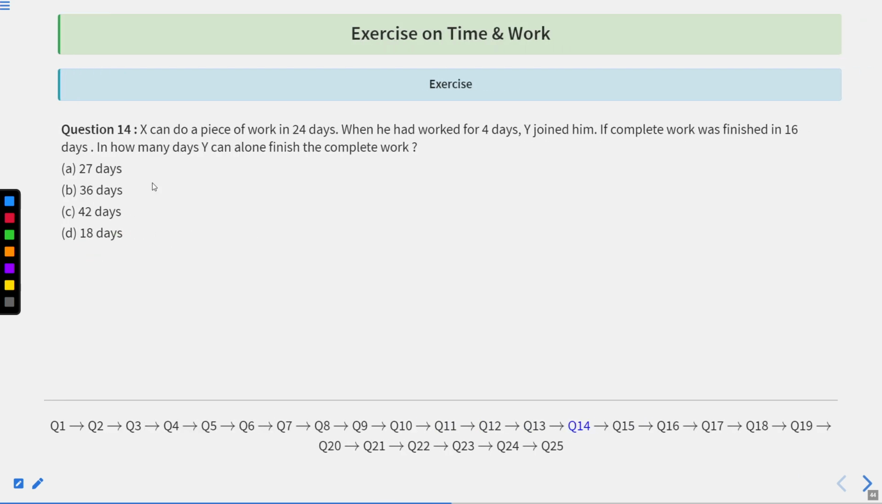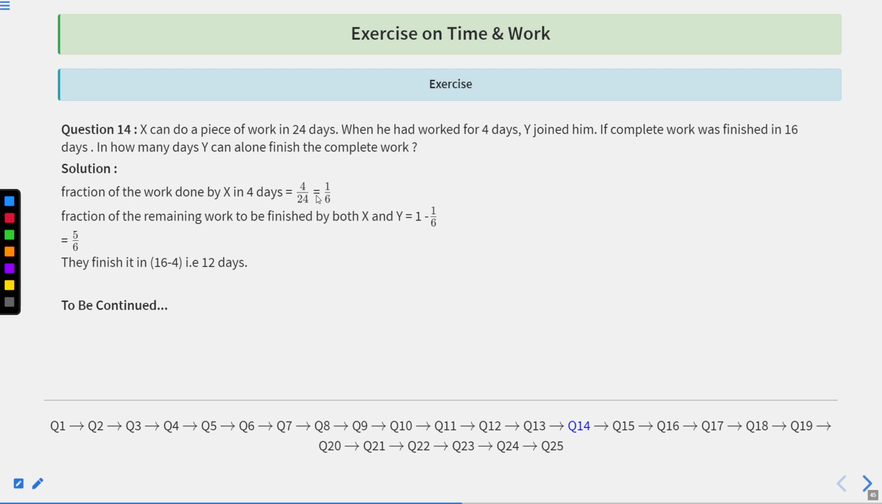X can do a piece of work in 24 days. When he had worked for 4 days, Y joined him. If the complete work was finished in 16 days, in how many days can Y alone finish the complete work?